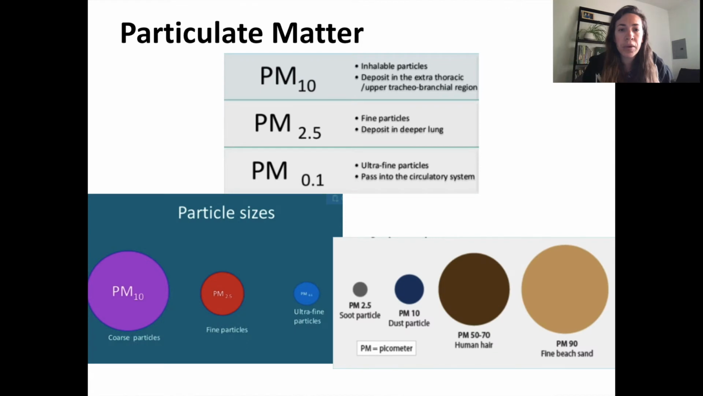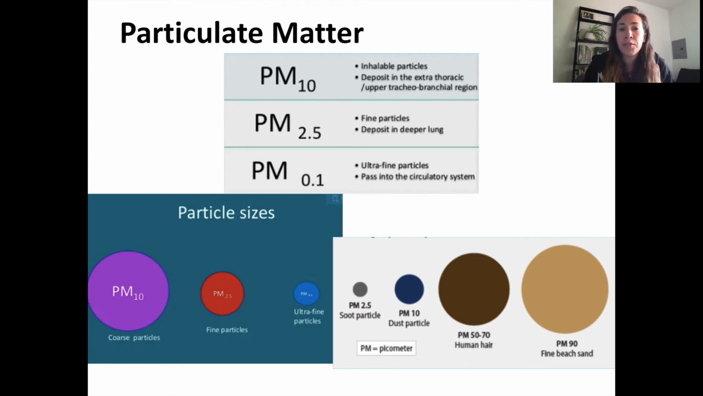I wanted to point out the differences between particulate matter. Inhalable particles are basically anything PM10 and under, and they're going to pass through the respiratory system. Most of our respiratory system is lined with very small cilia, or hair-like materials on the ends of our cells, and they can trap some PM10 or larger particles.